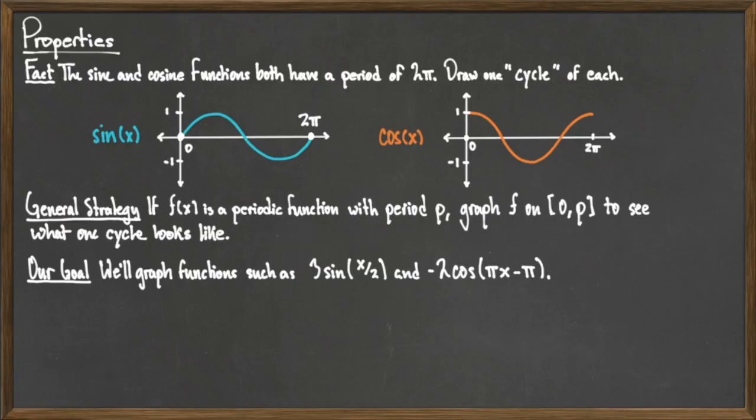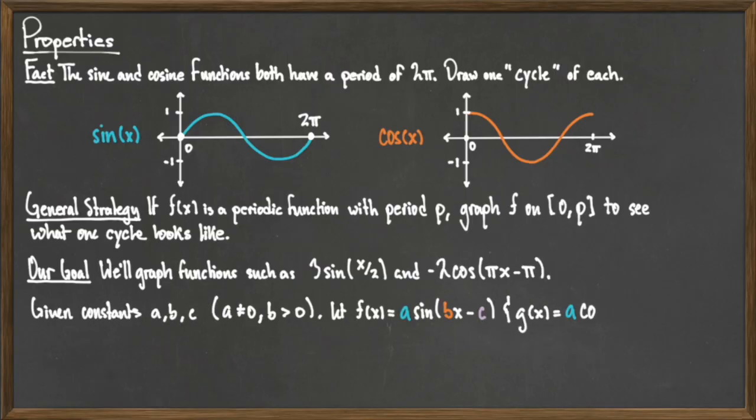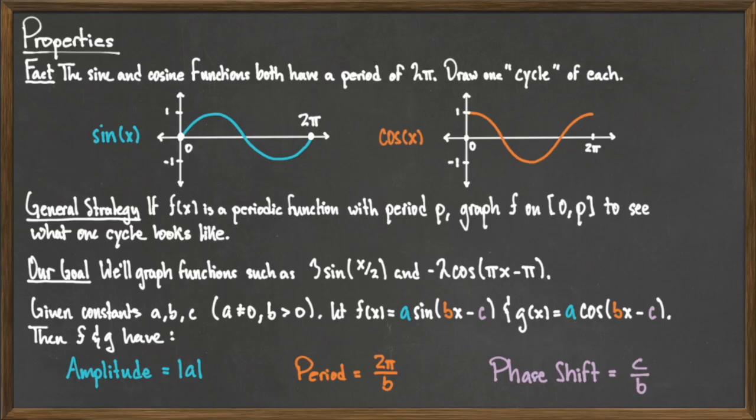So of course, each one of these numbers involved in our trig functions is doing something to the overall shape of the graph. So the quantities that we're going to define below are going to give us an idea of what characteristics of the graph are actually being changed and how we can incorporate those into our graph. So suppose that I have constants a, b, and c, where a is not equal to 0 and b is strictly positive. Here define f of x as a times sine of bx minus c, and g of x as a times cosine of bx minus c.